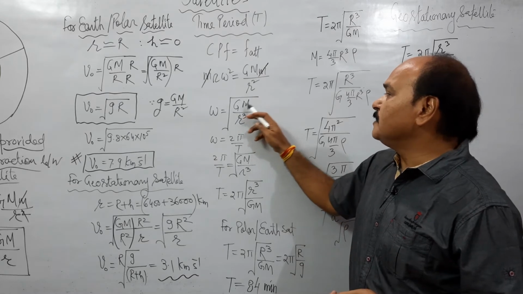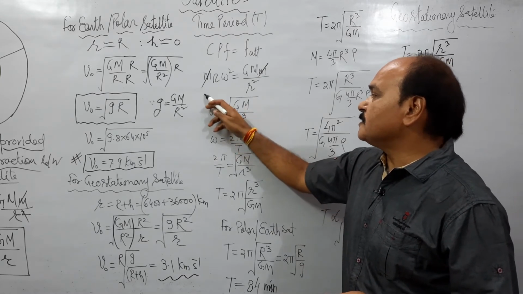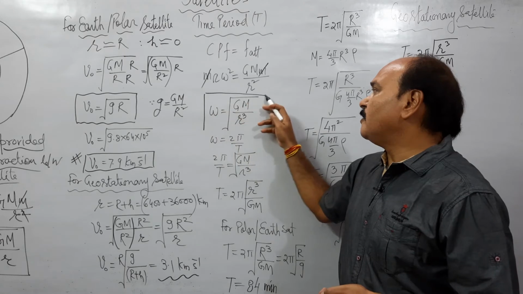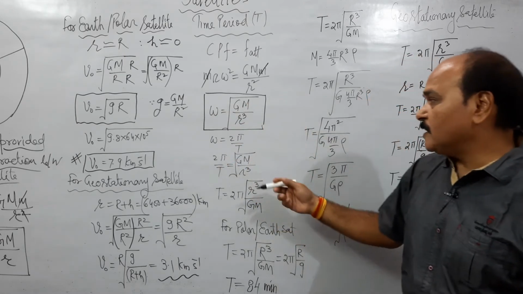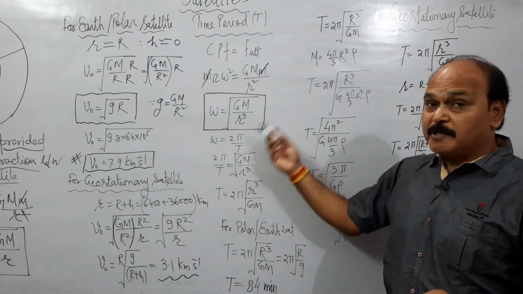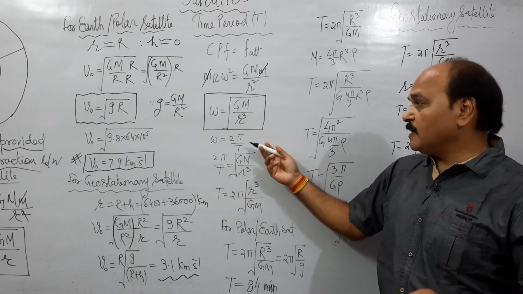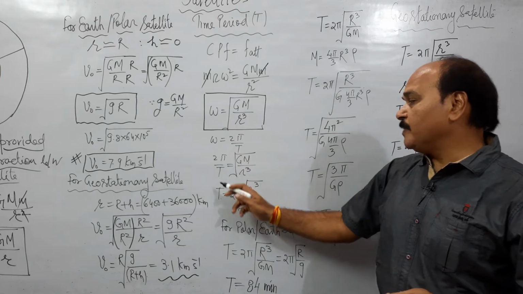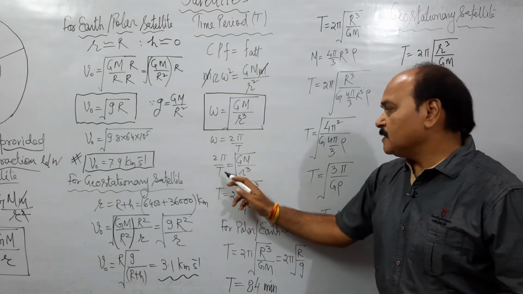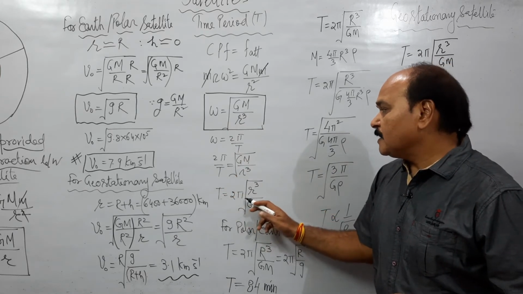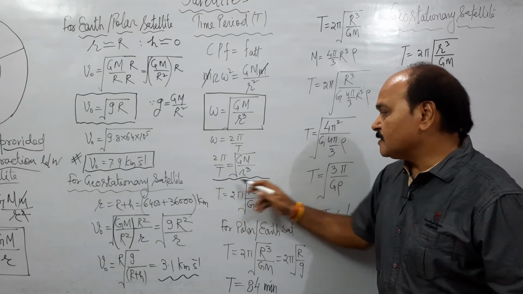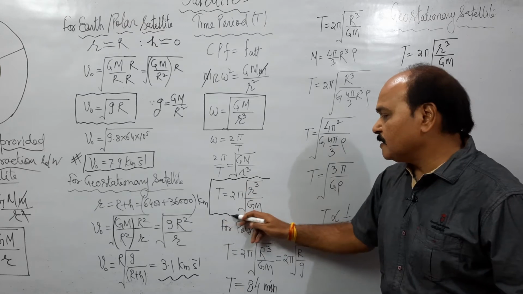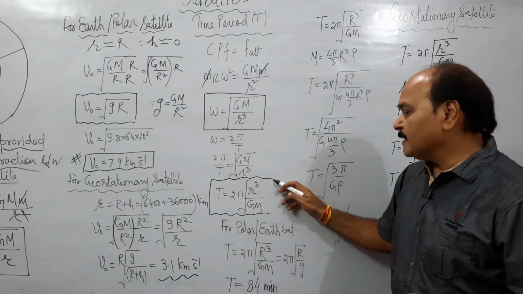Or omega is equal to square root of GM by r cube. This is the angular frequency of the satellite. And we know this angular frequency is 2 pi by T, where T is the time period of revolution. If we write omega as 2 pi by T, what do we get T as? We get T as 2 pi times square root of r cube upon GM. This is the expression for the time period of any satellite.